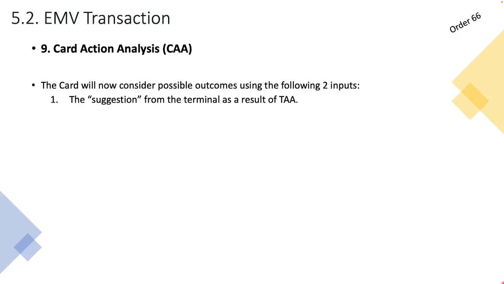Remember the golden rule of EMV, the strictest rule applies. So the card needs to assess what the feedback was from the terminal, and then determine how strict the suggestion was when compared to the card's own card risk management process. The second input that will be used by the card for card action analysis will be the result of card risk management.